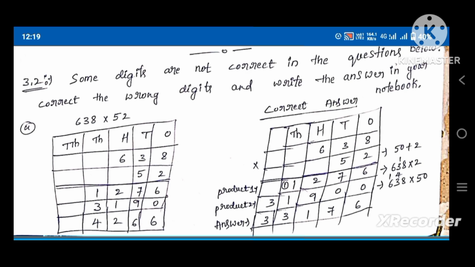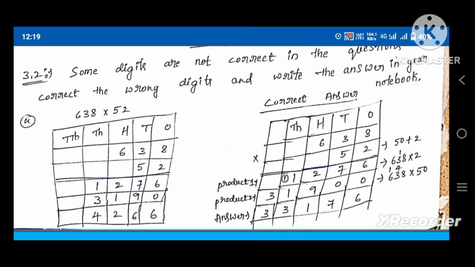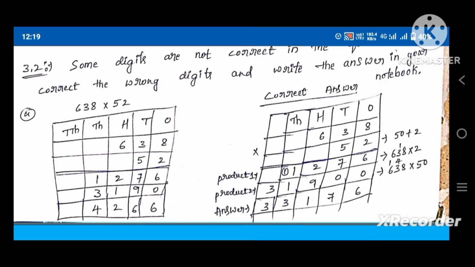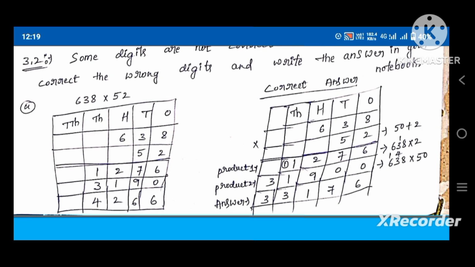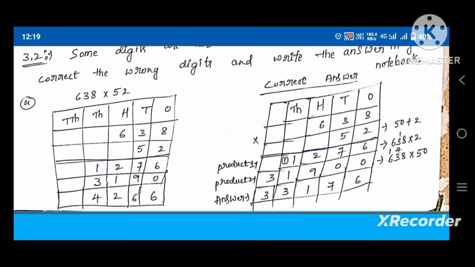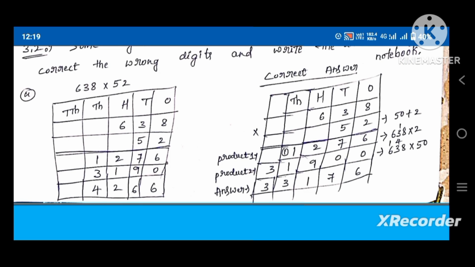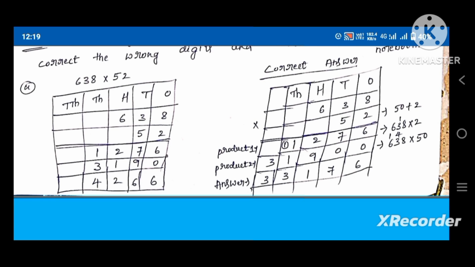638 is multiplied by 52. 52 means 50 plus 2. Product 1 is 638 into 2 is 1276. Product 2 is 638 into 50 is 31,900. Add the two products and get the answer 33,176.